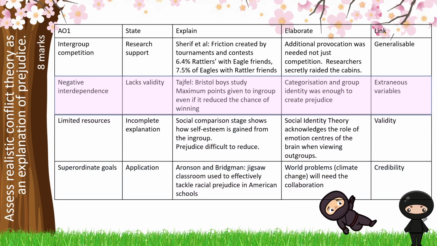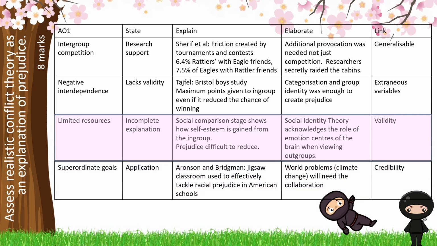When we're moving through to our opposing research, we're going to talk about that in relation to negative interdependence. And we're going to say that this theory lacks accuracy and validity because of the research conducted by Tajfel and the Bristol Boys study. We're saying here in our mini conclusion that extraneous variables, other causes to our effect, are significant, and that cause is this categorisation and group identity.